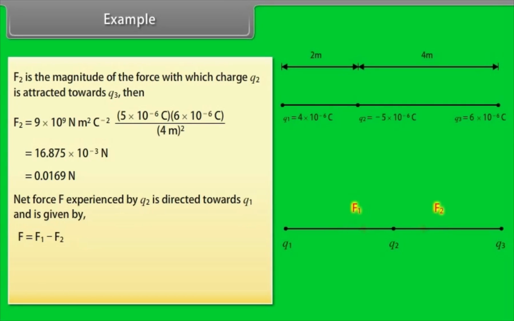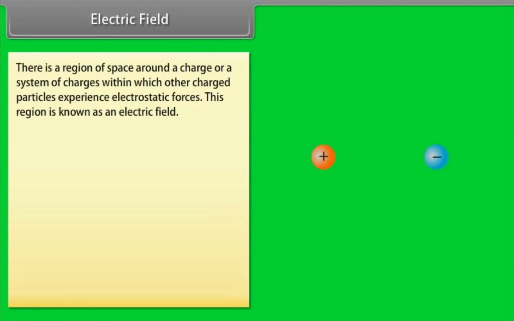Net force F experienced by Q2 is directed towards Q1 and is given by F is equal to F1 minus F2, which equals 0.045 minus 0.0169 Newton, which is equal to 0.0281 Newton. Electric field. There is a region of space around a charge or a system of charges within which other charged particles experience electrostatic forces.